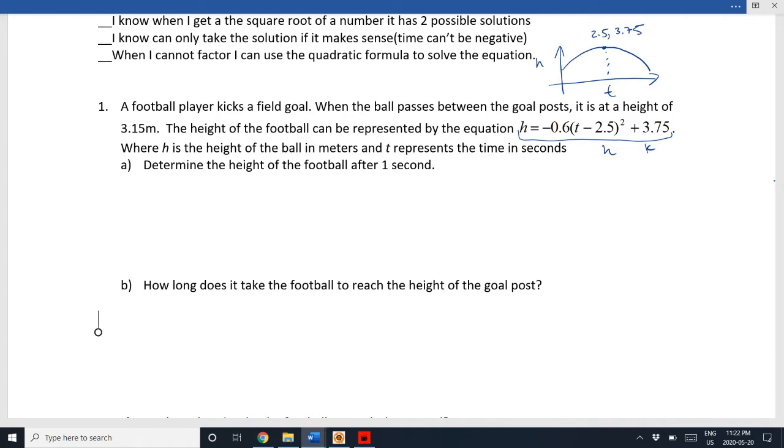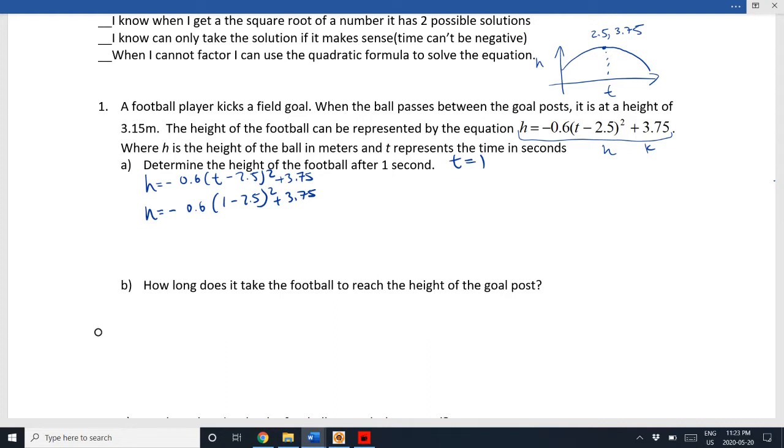So let's try example A here. Determine the height of the football after 1 second. So t is equal to 1. What we need to find out is what the height is when t is equal to 1. So all we have to do is plug 1 into this equation. Let's go ahead and do that and solve for h when t is equal to 1. We have h is equal to negative 0.6 (t minus 2.5) squared plus 3.75. And to that, we're just going to plug in t is equal to 1. So h is equal to negative 0.6 (1 minus 2.5) squared plus 3.75.